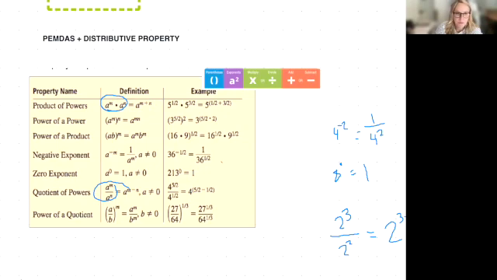Oh, I'm running out of room. Let's move that over. It's not going to let me. Okay, I'll write it somewhere else.